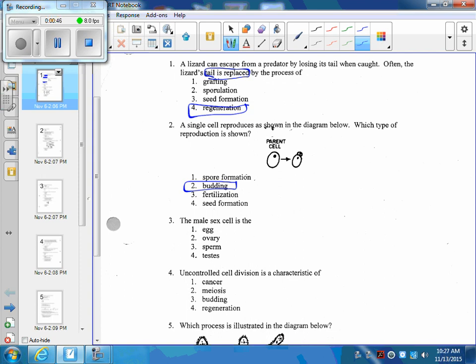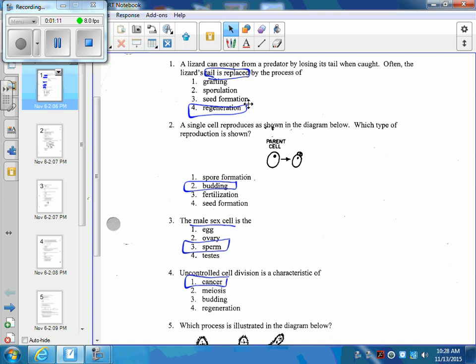The male sex cell. This one is obvious. You needed to study. If you didn't get this right, I feel so sad for you. The male sex cell is the sperm. You need to study your notes. Uncontrolled cell division is also in your notes. When the cells divide uncontrollably, this is a form of cancer. They are making mutated copies of themselves, and they are uncontrollably copying.